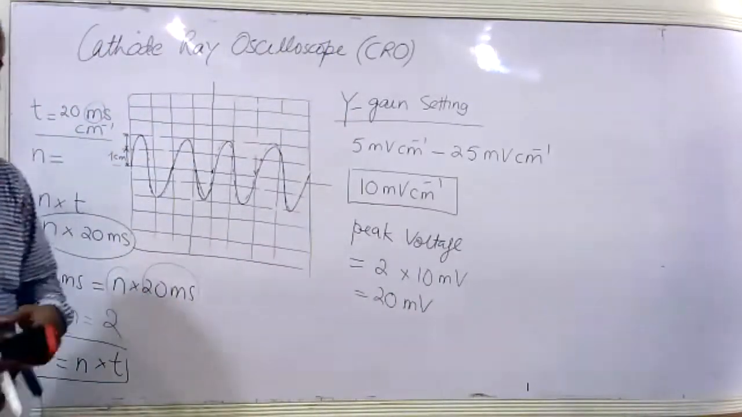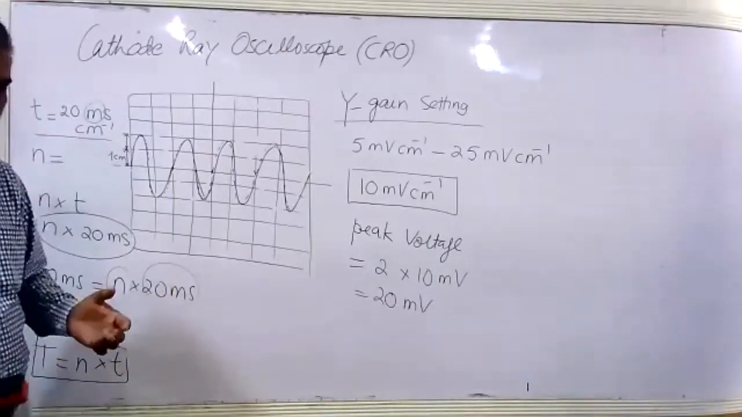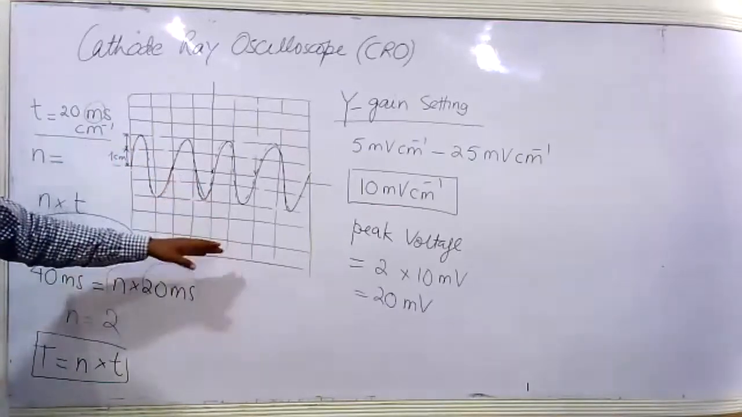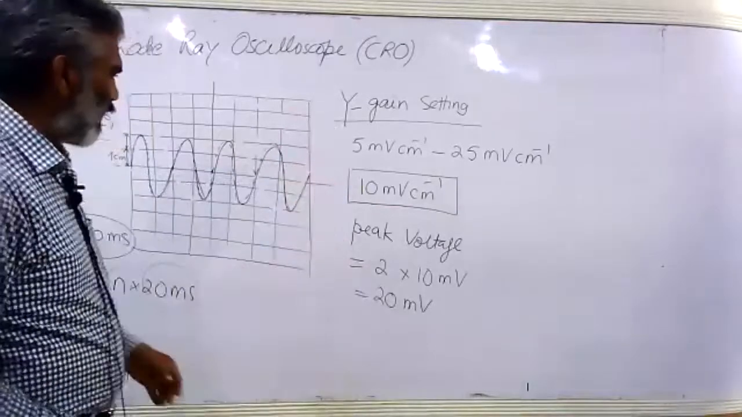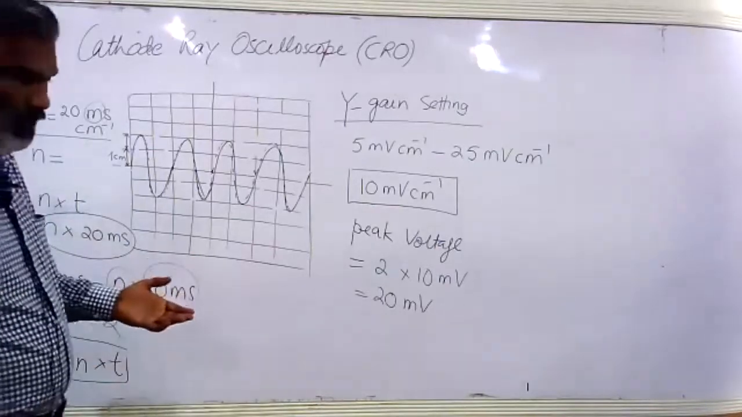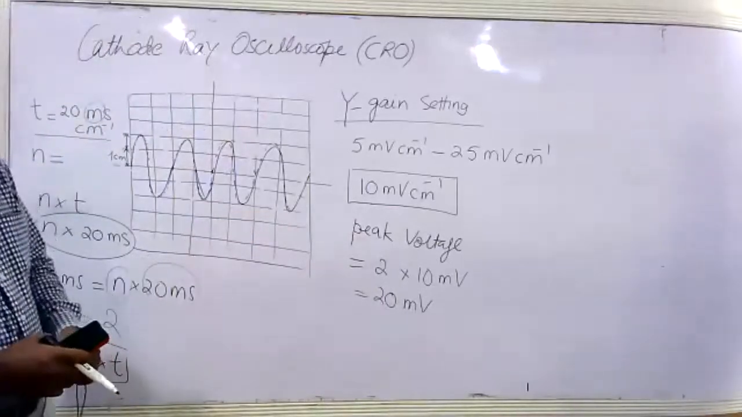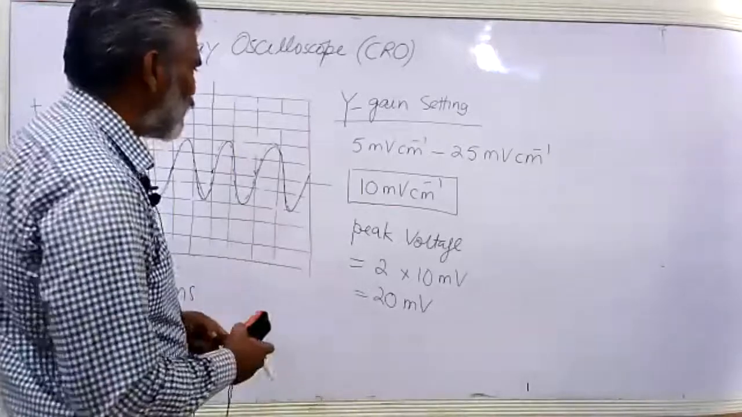So often in the questions that you usually find in the multiple choice questions, in which there are so many questions related to it, they often give you a value of the Y gain setting, a value of the time base setting, and then you are asked to identify the time period or frequency and the peak voltage associated with this signal. So this is how we interpret the trace.